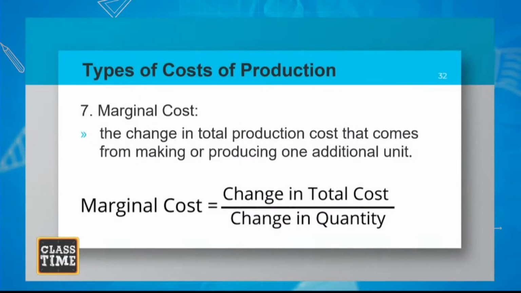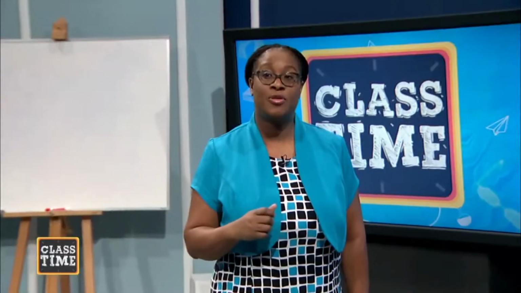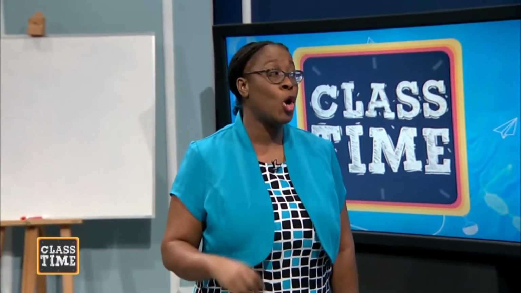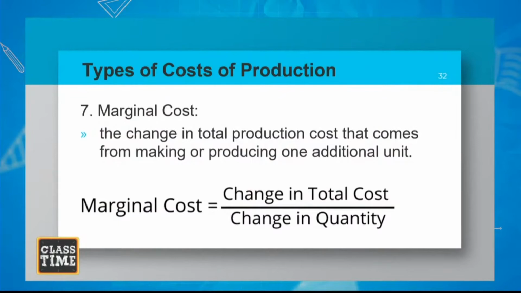And the last one in terms of types of cost of production is called your marginal cost. Now, your marginal cost is one of the most important costs when we're looking at cost of production. Look at the definition. The definition is saying that it is looking at the additional cost of producing an additional unit of output.